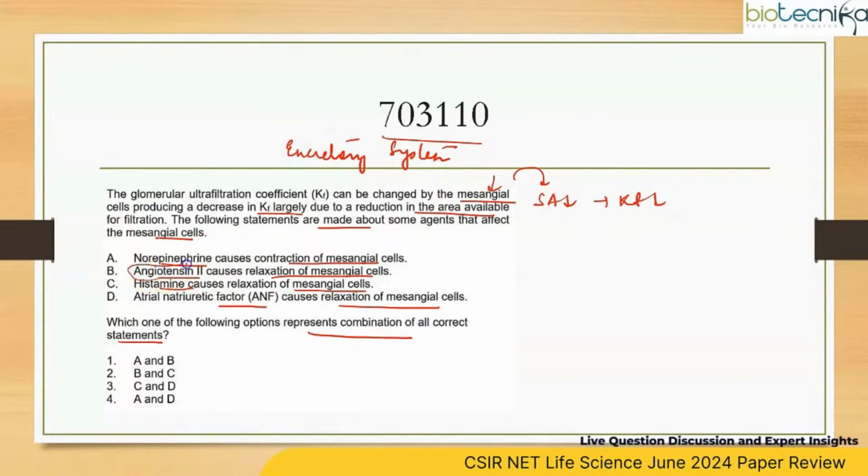Definitely we all know about angiotensin 2, right? Angiotensin 2, is it a vasodilator or a constrictor? It's a constrictor, right? So it will not relax, it will not increase the surface area. Okay, so B will be incorrect. If B is incorrect, it means options 1 and 2 will not be the answer. Now we have to see between C and D, and A and D.